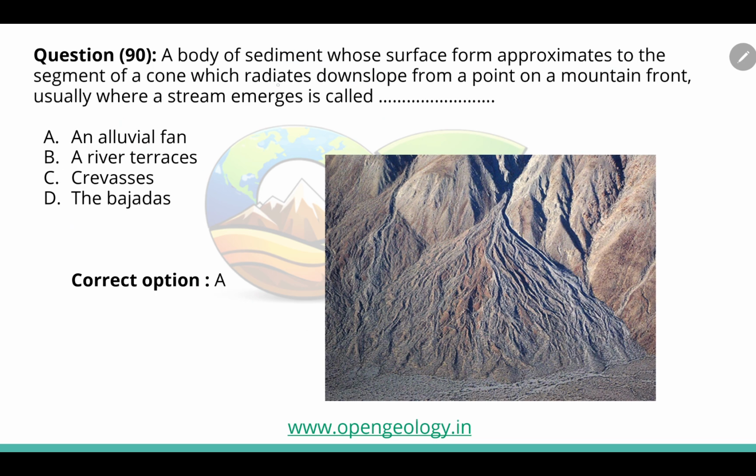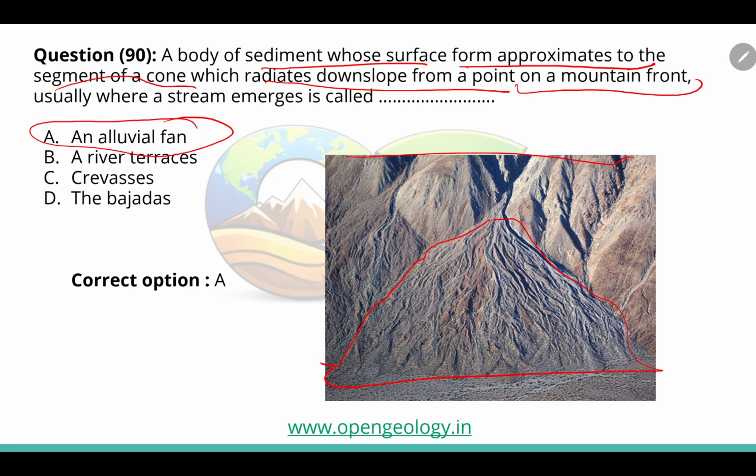Now the last question is, a body of sediment whose surface approximates a segment of a cone which radiates downslope from a point on a mountain front. Let's say this is a mountain front and here is a cone type of structure. So what do we call that? It is an alluvial fan. Whatever river or stream water is coming, it is carrying the sediments, and as it reaches the ground, it will deposit all of these things in the form of a cone, and we call that an alluvial fan. The first option will be our right answer.